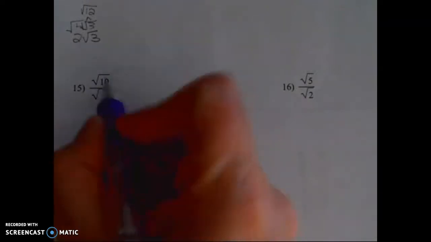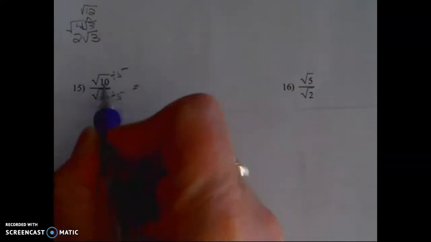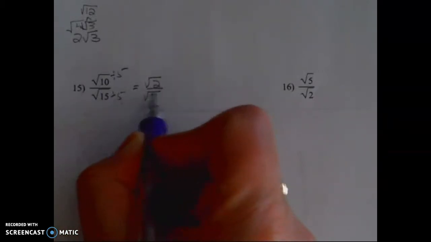For number 15, there's no perfect squares, but I can simplify these numbers inside the radical. They're both divisible by 5. 10 divided by 5 is 2. 15 divided by, there's that bell again. 15 divided by 5 is 3.